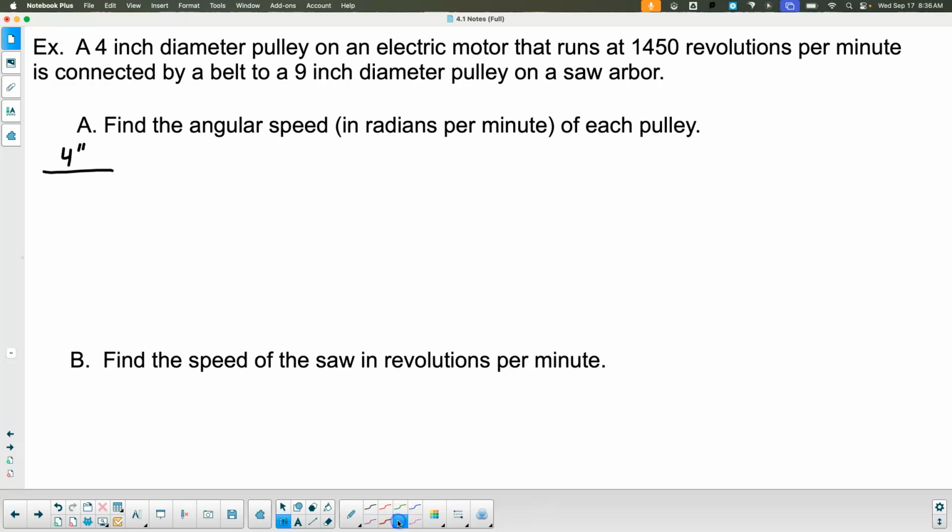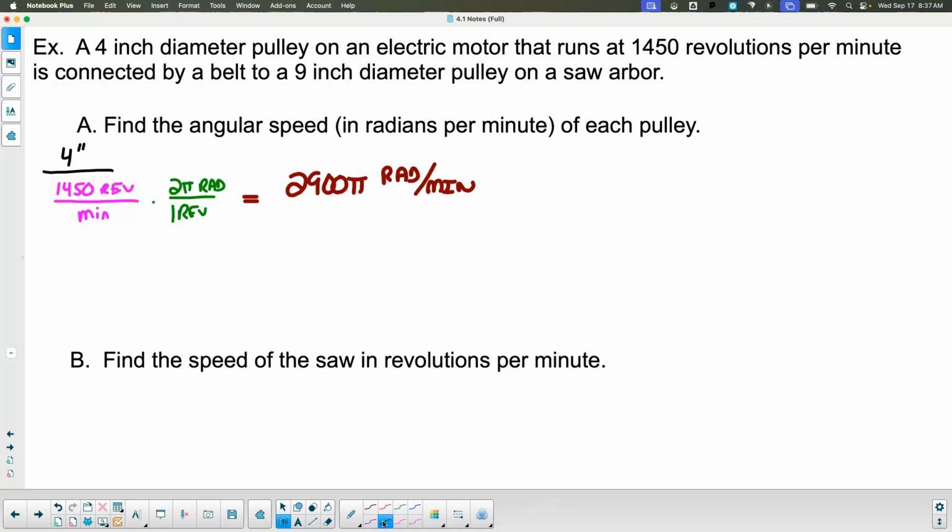So the 4-inch pulley is spinning at 1,450 revolutions per minute. So I need to multiply that by 1 revolution is 2 pi radians, and now I'm in radians per minute, and so that is going to be 2,900 pi radians per minute. Agree with me on that?